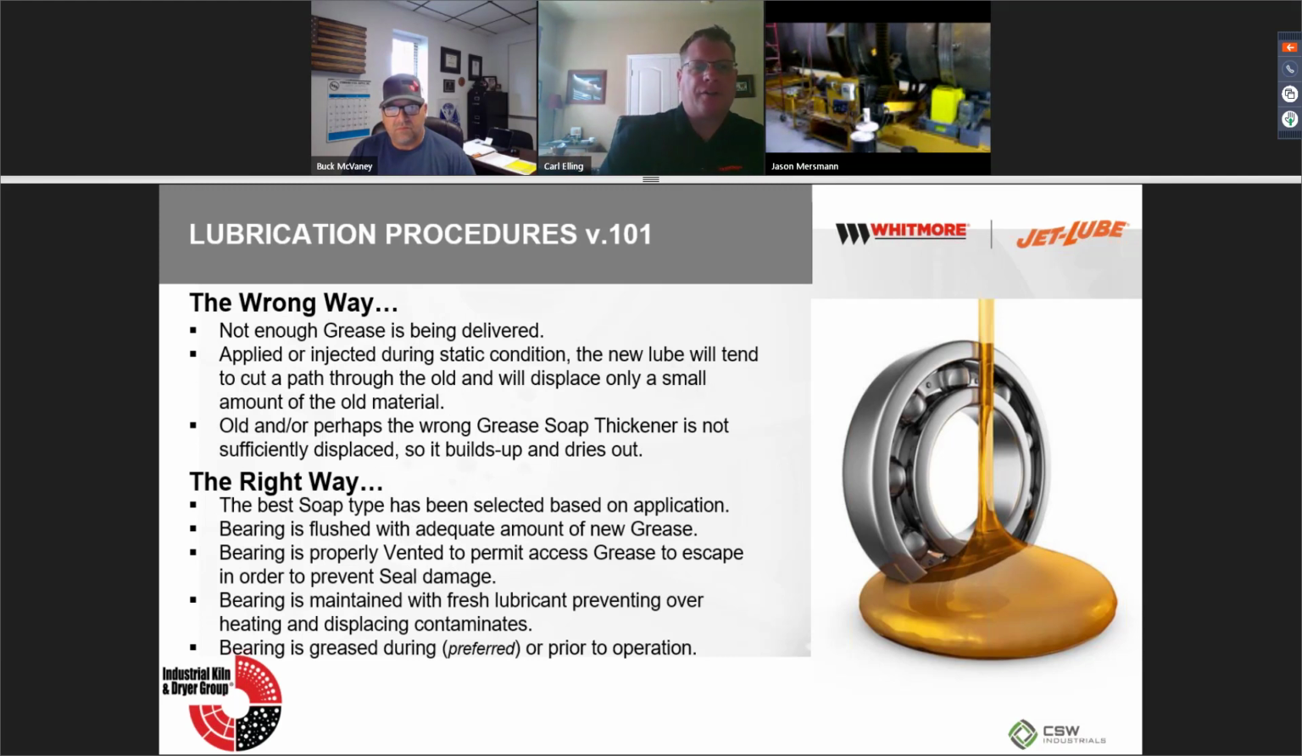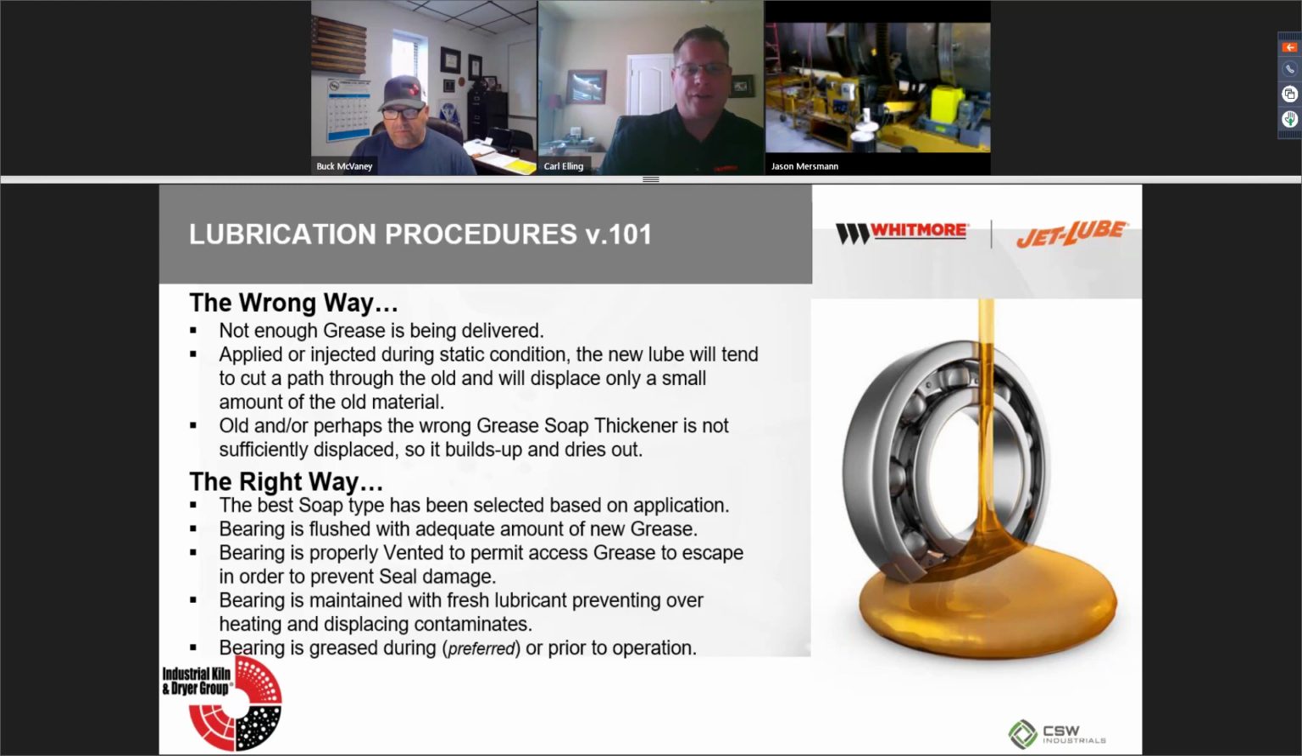So, lubrication procedures, the wrong way. Not enough grease is being delivered. Applied or injected through a static condition, the new lube will tend to cut a path through the old and displace only a small amount of the old material. And this is just another thing that we see out there. The old or perhaps the wrong grease soap thickener is not sufficiently displaced, so it builds up and dries out on the inside. That leads to higher heat being generated, and then the heat actually breaks down the bearing.